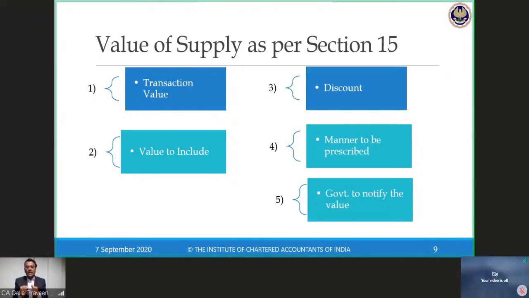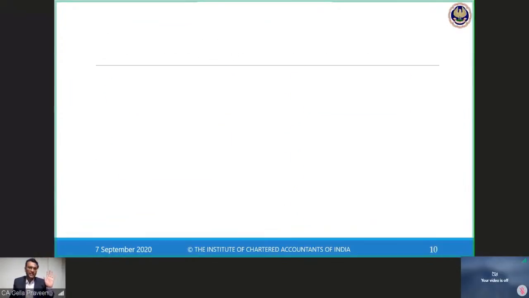Government retains its authority to notify a value for a class of supply of goods or supply of services or set of people. So this is an ancillary provision. If you look into a majority of provisions, there is always a residual entry called government retaining its authority to notify the value in relation to a couple of transactions. So this is a bird's eye view of my section 15.